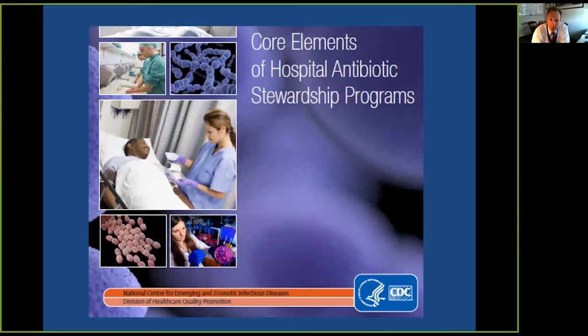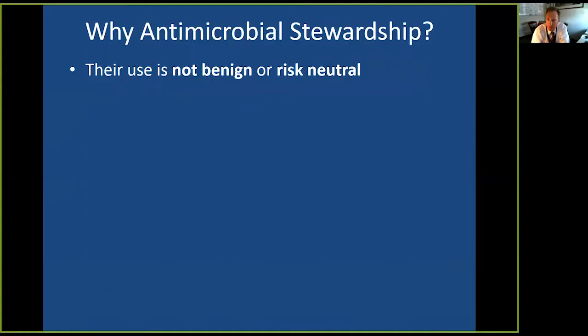It really goes over the CDC core elements of stewardship. There are 7 core elements, and these are really the foundations of stewardship programs, and being really familiar with them to be able to speak towards them is really important. And this document and the previous one I showed really does that.